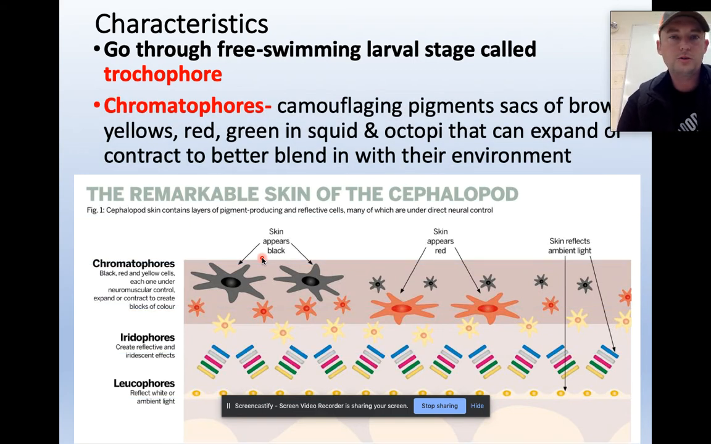But the chromatophores are a very unique adaptation for most of the cephalopods, including squid and octopi, in that it's their camouflaging pigment. Essentially their skin has sacs of browns, yellows, sometimes reds and greens that can expand or contract. The best analogy I have here is essentially a water balloon with a little bit of dye. And as this water balloon is contracted, you will notice the change in coloration. So pretty neat little analogy of a chromatophore.